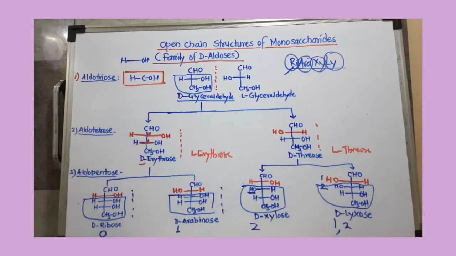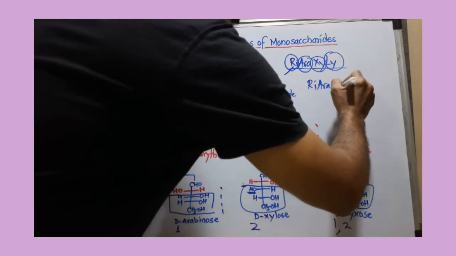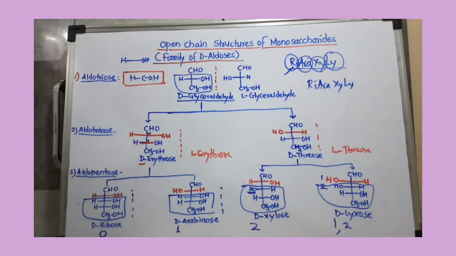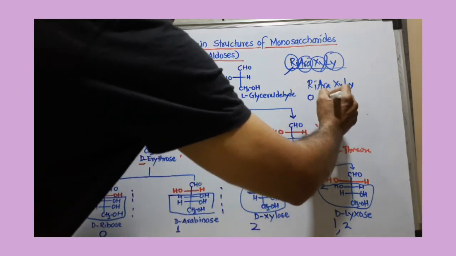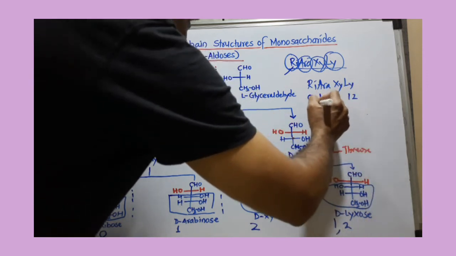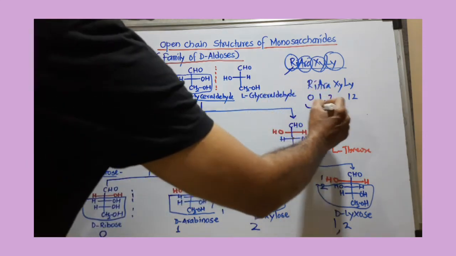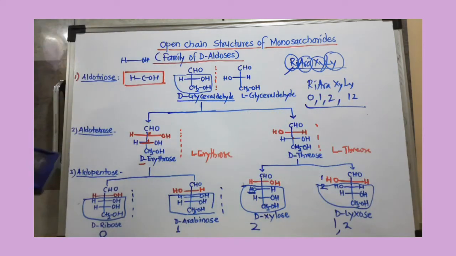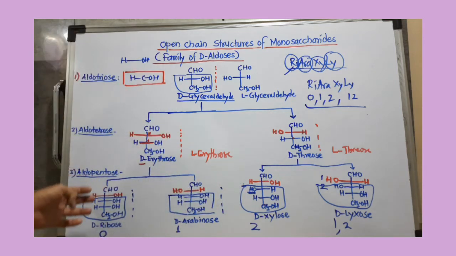So along with Re-ara-xyli, you have to remember these numbers: 0, 1, 2 and 1 2. That means if you remember Re-ara-xyli and these numbers, you can draw their structures without drawing all the structures or without drawing the previous one. Or if the structure is given, you can easily provide their names.